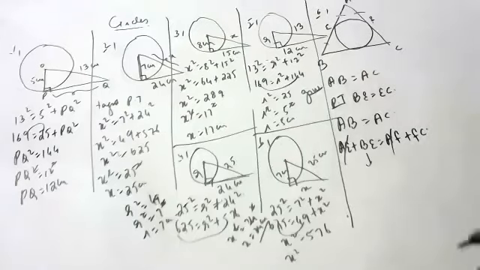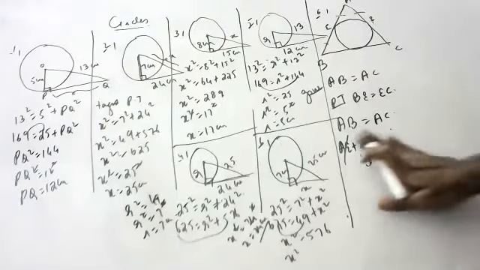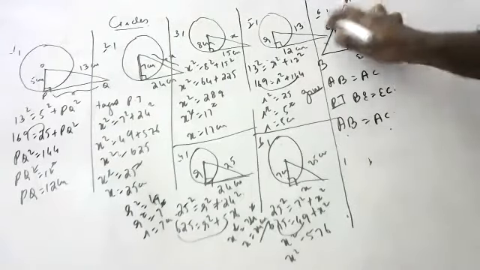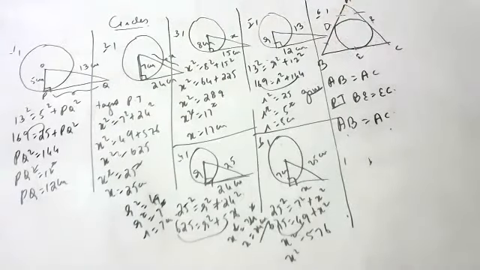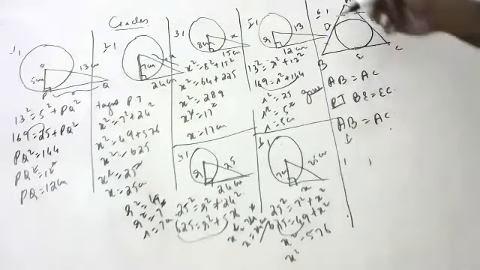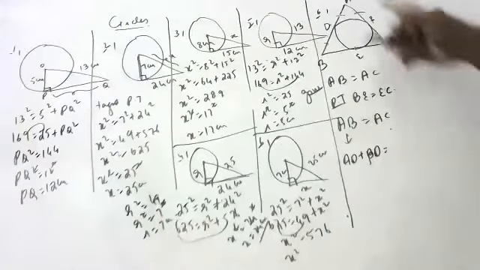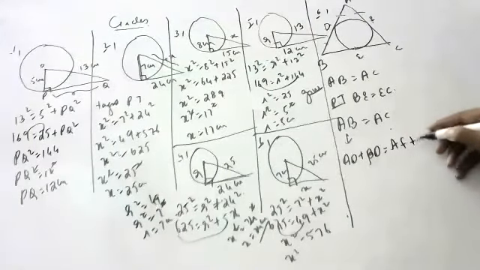One second, children. I'm sorry, I have changed the labels. This is E, and let me say this is D. Now, can anyone tell what is AB, children? AD plus BD. And what is AC? AF plus CF.